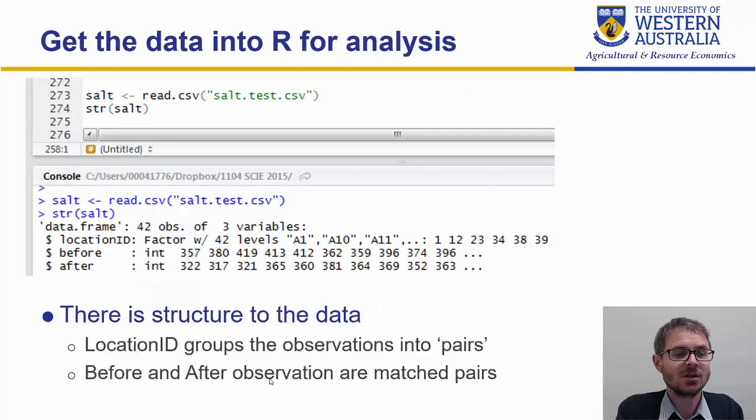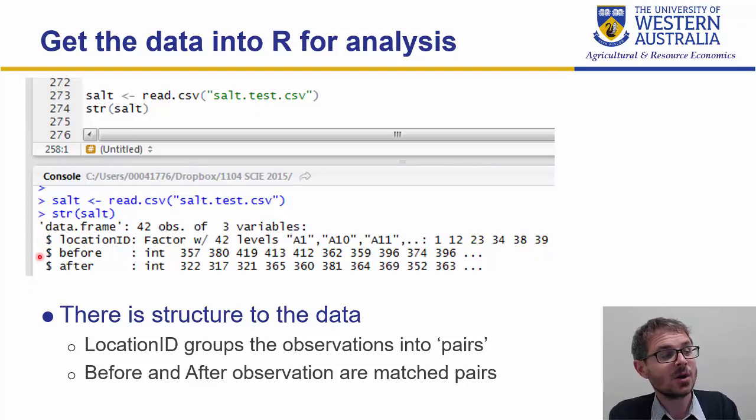So for us, we're going to load in our salt data. This is the Excel file name, salt.test, and this is then the name of the object in R, and we want to look at the data. So we want to apply the structure command, not to the Excel file name, but to the name that we gave it in R. And down here you can see what we get.